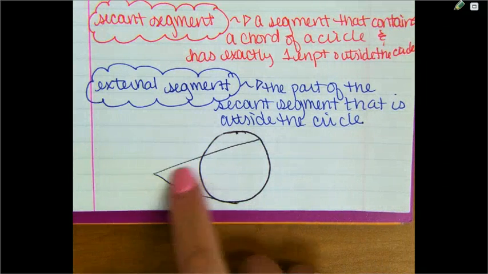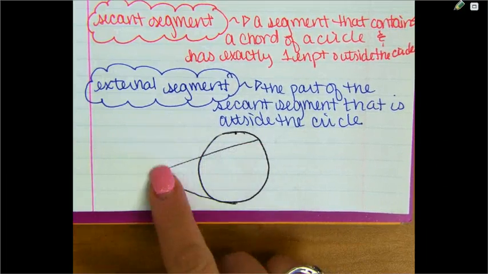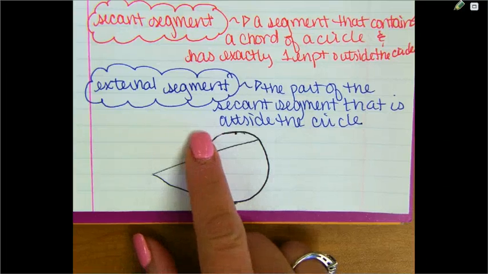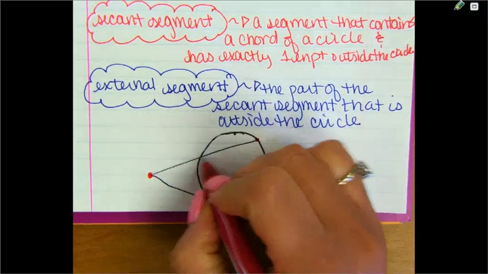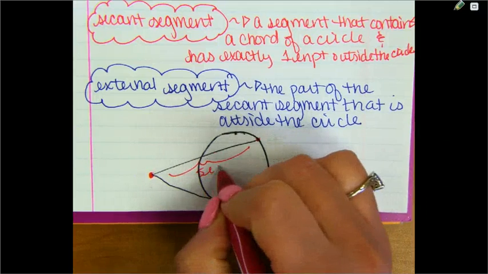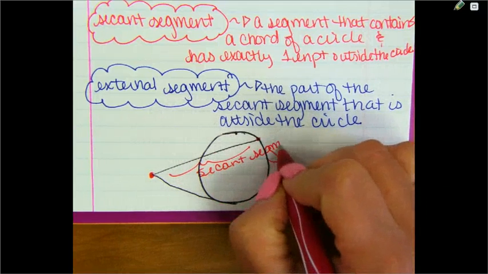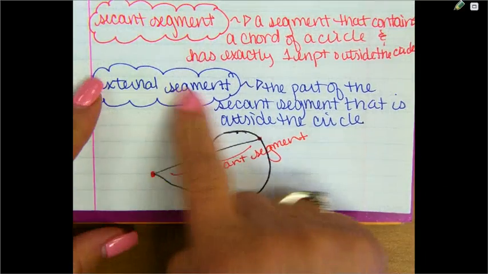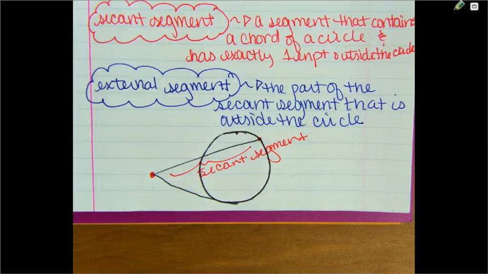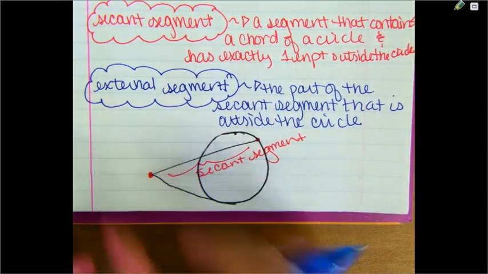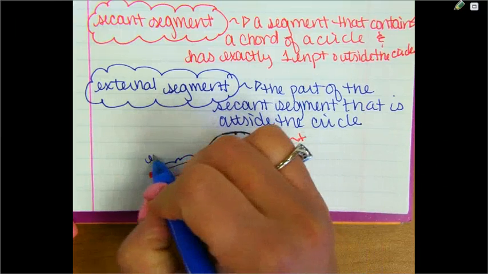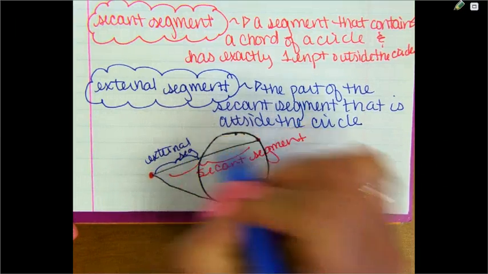Okay. What do you think this one is? How do you know it's a secant segment? How many times does it go through the circle? Twice. And it has one endpoint outside and it's part of the chord. Yes, this is part of the chord. So this is your secant segment. Now, the external segment is a part of the secant segment that's outside the circle. So what piece is that? Where's the secant segment? Top or bottom? Top. It says it's part of the secant segment, but it's outside. So from here to here is your external segment. Okay?